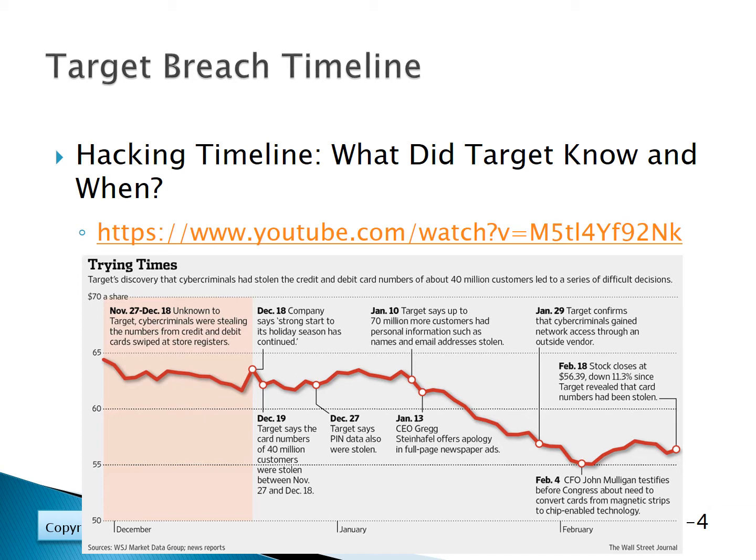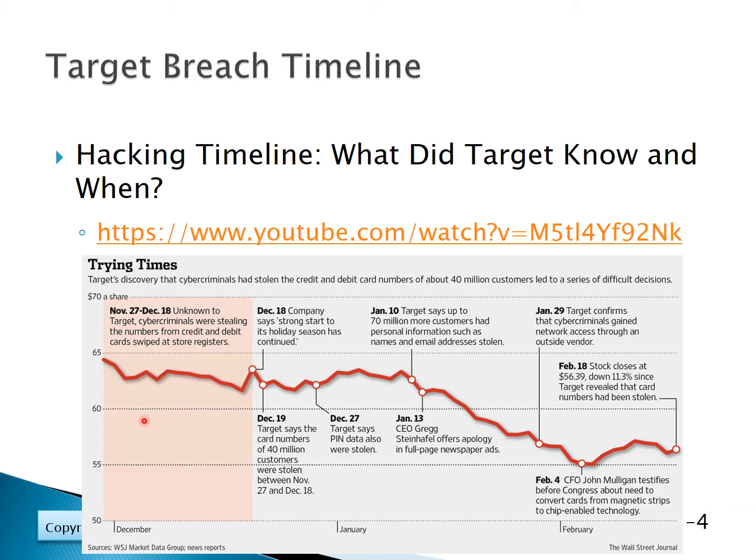This is the timeline of the Target breach. What did Target know and when did they know? There is a video that you can look at, you can view it at your own pace. But basically if you look at this chart, it actually happened over quite some time.